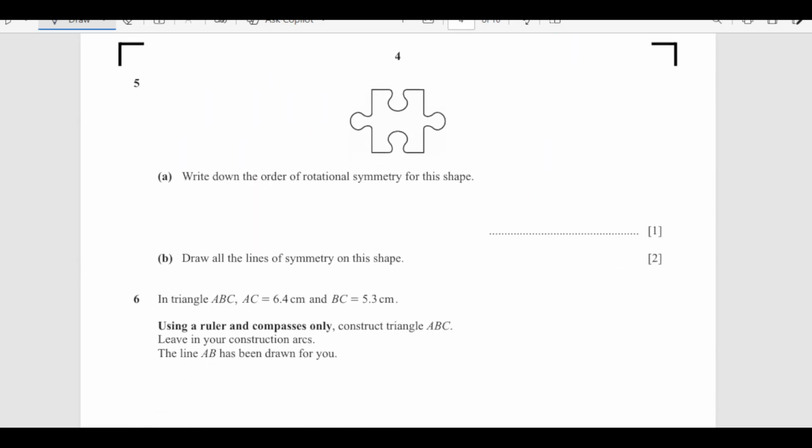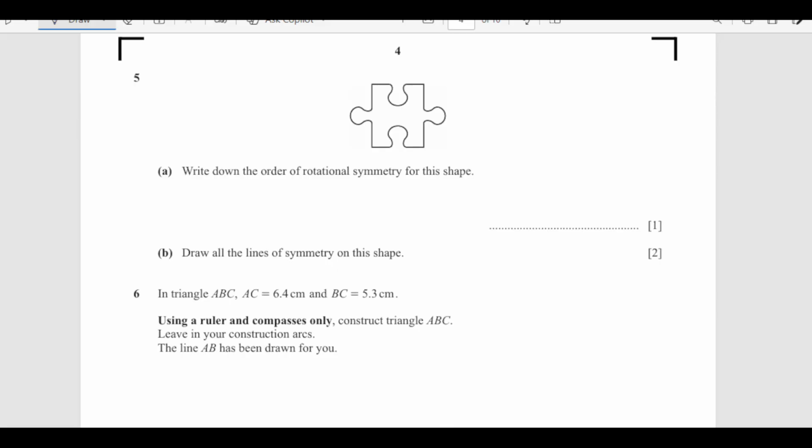Now number 5, write down the order of rotational symmetry of this shape. So we need to find out the order. If I draw the lines of symmetry, we have 2 lines of symmetry here, but we are asked about rotational symmetry, meaning when we rotate this shape through 360, how many times do we get the same shape. So it is also going to be 2. Draw all lines of symmetry. I have already drawn these 2 lines of symmetry on this diagram.